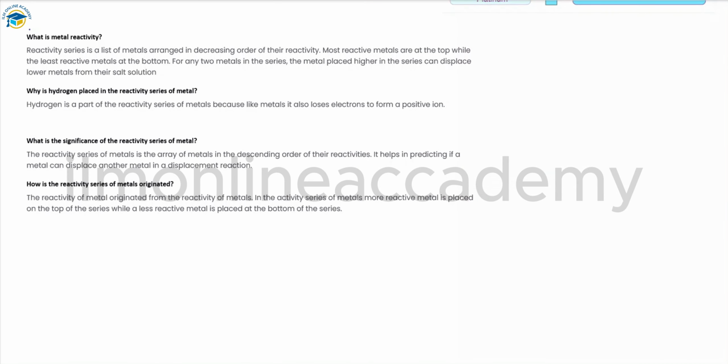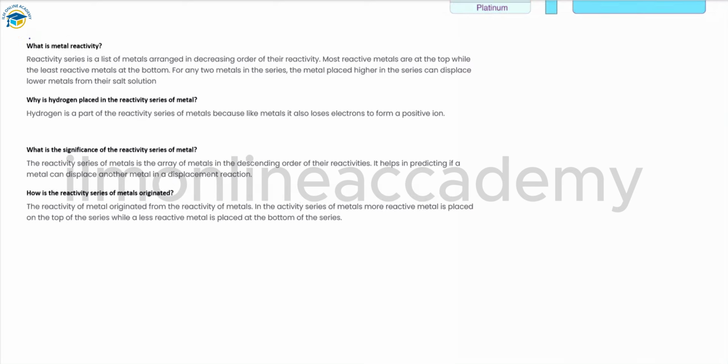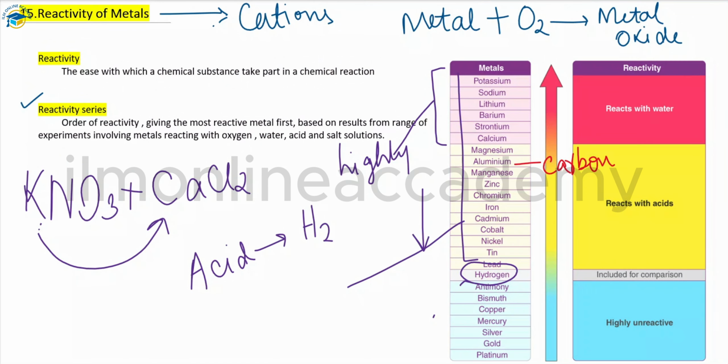You can see here, the reactivity series is a list of metals that are arranged in decreasing order of their reactivity. The top are the most reactive and the bottom are least reactive, and for any two metals in the series, the metal placed higher in the series can displace the metal which is present lower. Like calcium. Calcium is more reactive than lead, so calcium can easily replace lead in any reaction. That is the displacement reaction. We will also discuss the displacement reaction in detail.